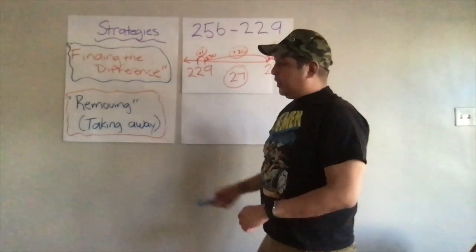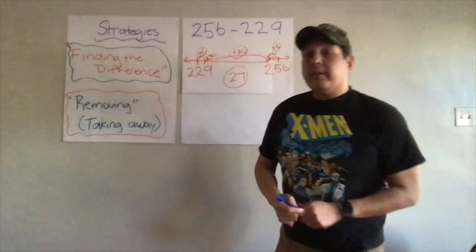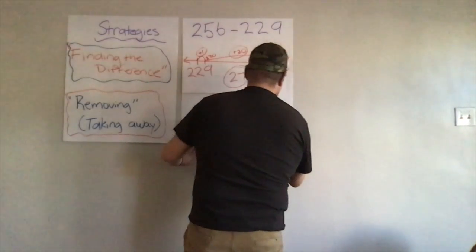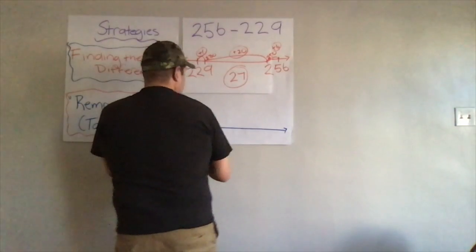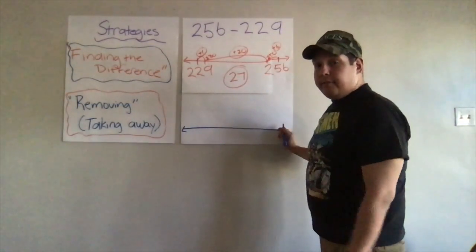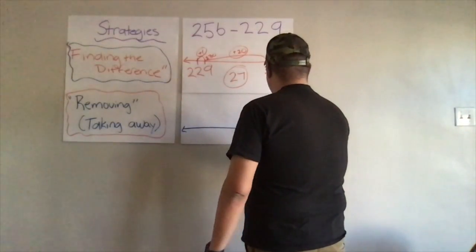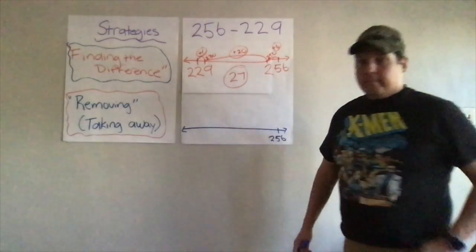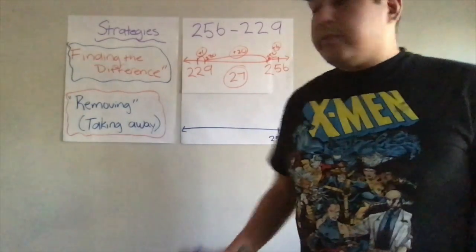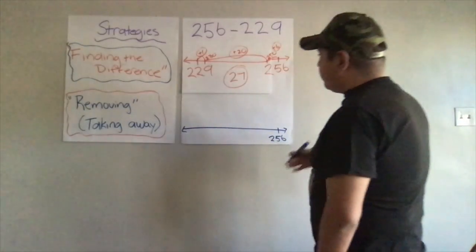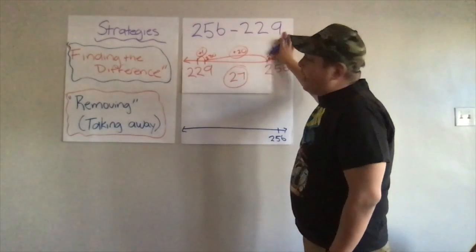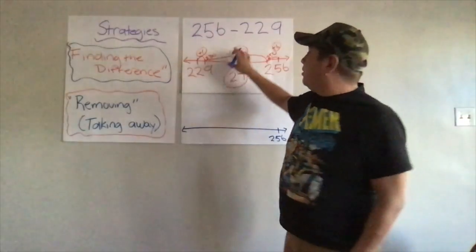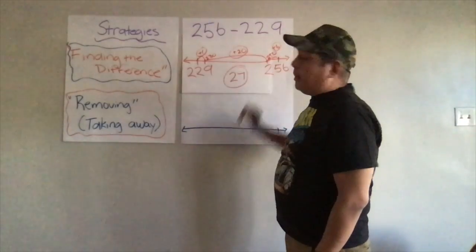For our second strategy of removing or taking away, I'm going to build my number line once more. Okay? This time, I'm going to start here on the far right with my biggest number, which was 256. Okay? And this time, to use the removing strategy, I'm going to remove my 229. To do that, I'm going to break this down by place value.